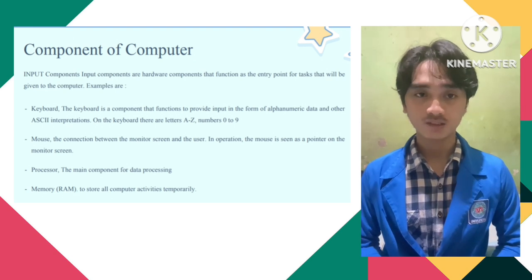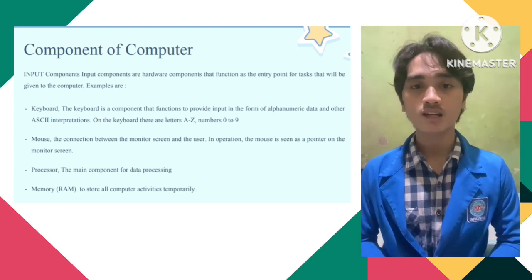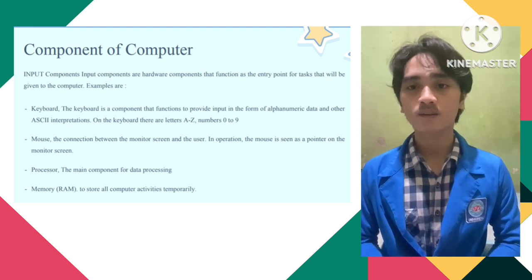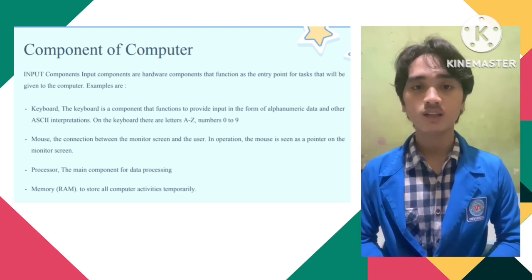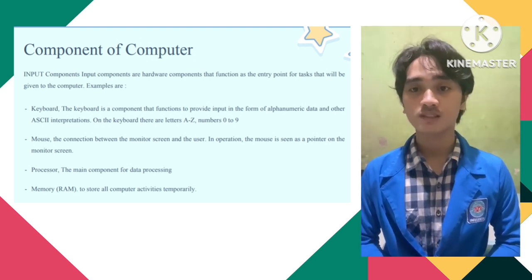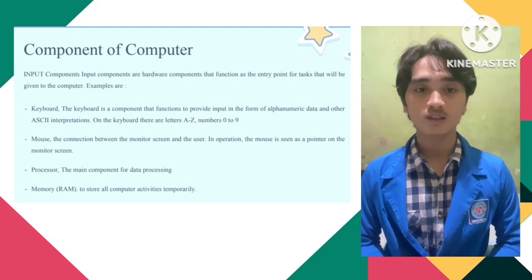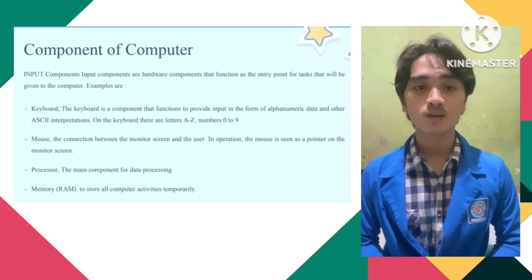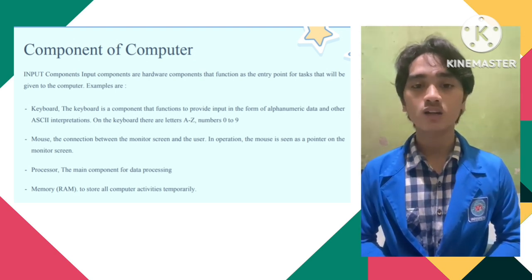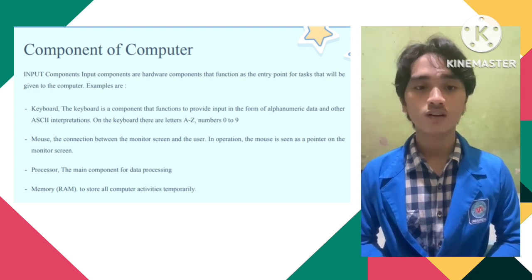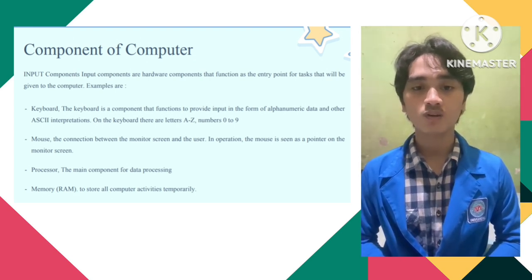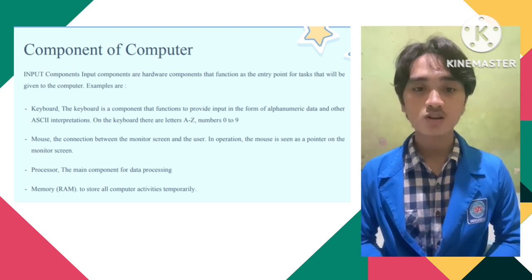Components of a computer. A computer consists of a series of components that are grouped into three types of units, namely the input unit, input, the processing unit, process, and the output unit, output. First, input components. Input components are hardware components that function as the entry point for tasks that will be given to the computer. Second, process components.